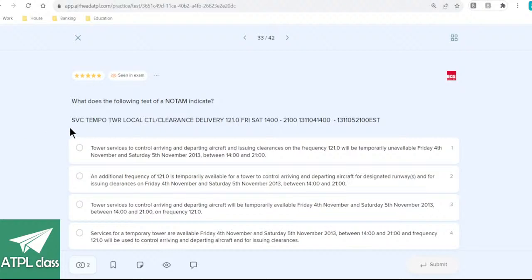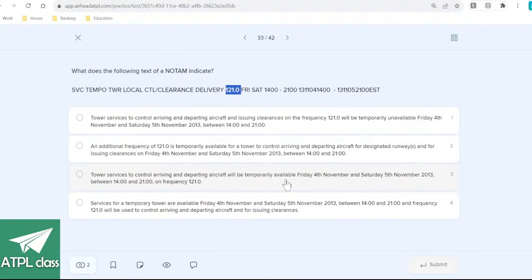What does the following text on a NOTAM indicate? Right, so tower services to control arriving and departing aircraft. And issuing clearances, clearance delivery. On the frequency 1210 will be temporary unavailable. Unavailable? Doesn't seem to say that. Friday the 4th and Saturday the 5th of November between 2 and 9. So all this time's the same, 2 and 9, 2 and 9. Right, so tower control arriving and departing aircraft for designated runways. Doesn't say anything about designated runways, that's fine. Tower services to control arriving and departing aircraft will be temporarily available. Services for temporary tower available Friday 4th, Saturday 5th of November between 2 and 1. And frequency, yes, that's on.